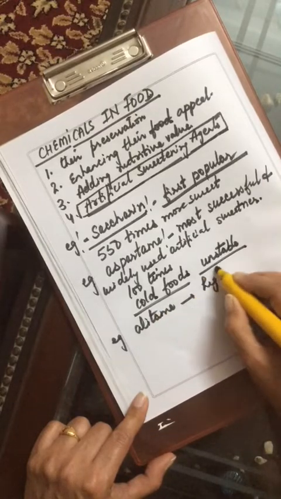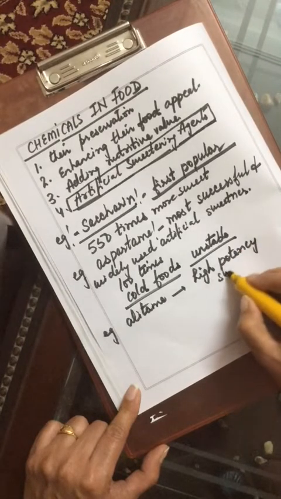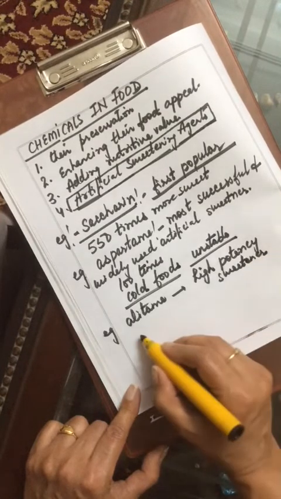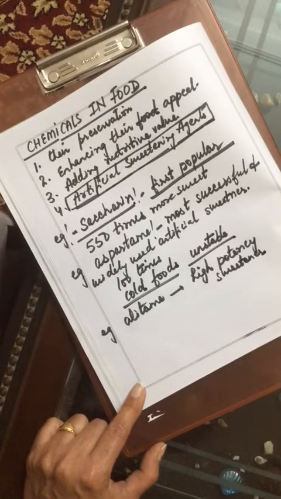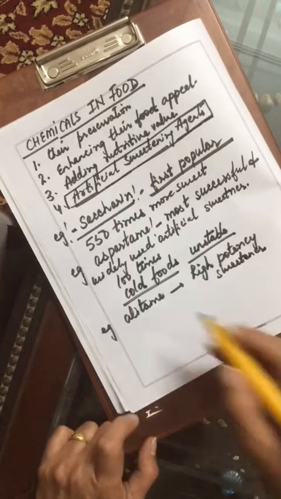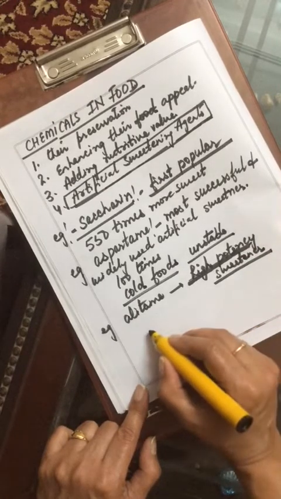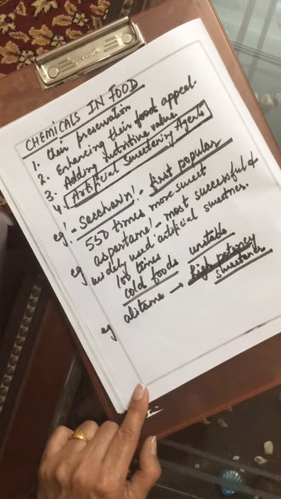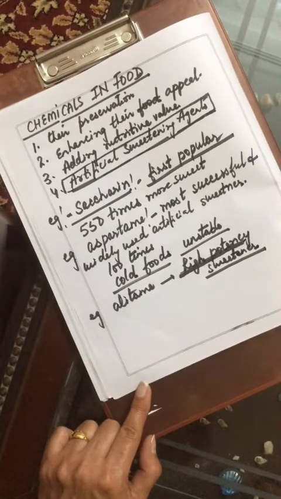The third example is alitame. It's a high potency sweetener. It's very, very sweet. So even if we take one drop of this, the food will become very, very sweet. It is a high potency sweetener, but more stable than aspartame. But controlling the sweetness of food is very, very difficult using it, since it is a high potency sweetener.